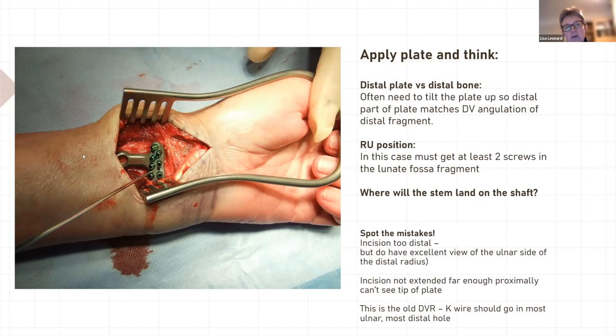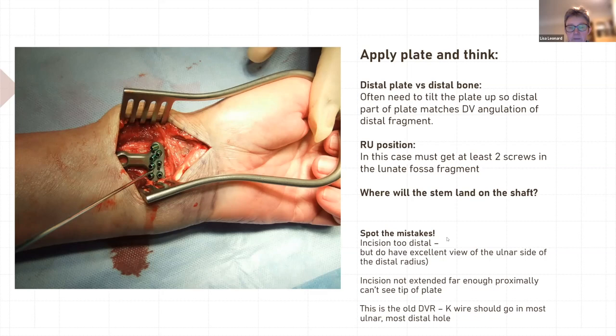So that's another reason to have made your incision longer, and you can see where it's going to land when you crank it down to correct your volar tilt. And spend a bit of time adjusting this to make sure that you have got the plate in the right place, because if you get the K wire correct, all the other screws should be fine. So we've already mentioned about our incision being in the wrong place, and this is the old DVR plate, so your K wire should go in the most distal and most ulnar.